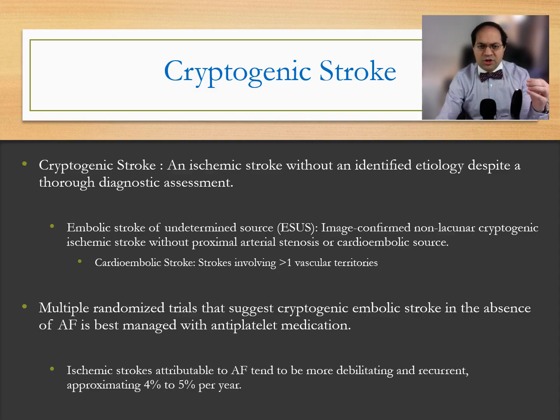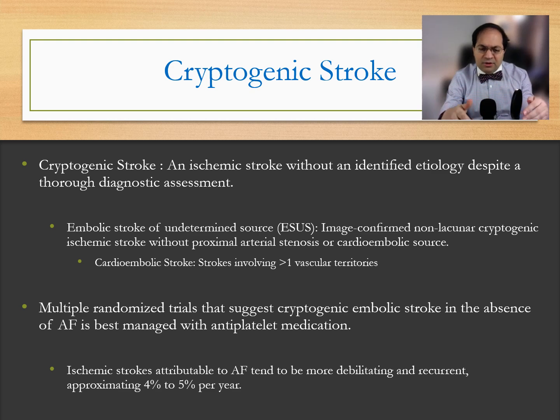So what is cryptogenic stroke? Cryptogenic stroke is any type of ischemic stroke without an identified etiology, despite thorough diagnostic assessment. So you do all sorts of imaging, evaluating with a Holter, and all sorts of monitoring, and you don't find anything that can explain the ischemic stroke. That's called cryptogenic stroke, which is about 40% of the strokes that we face these days.